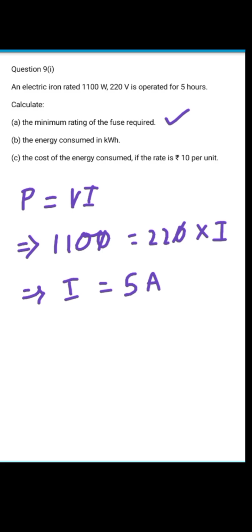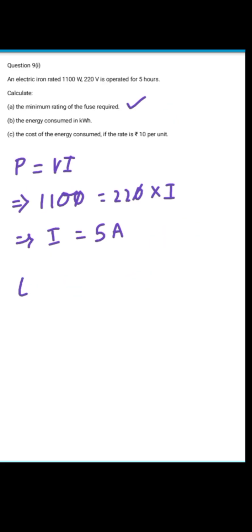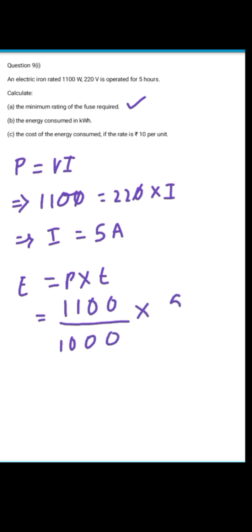The energy consumed in kilowatt hour. We know the formula of energy is power into time. The power is given in watt, so let's convert it into kilowatt directly, and the time is in hours only, so it's fine. So let's solve it. 5.5 kilowatt hour, very easy.